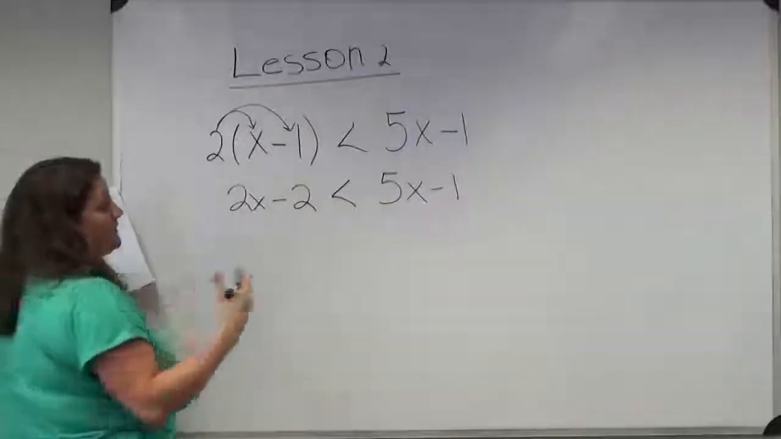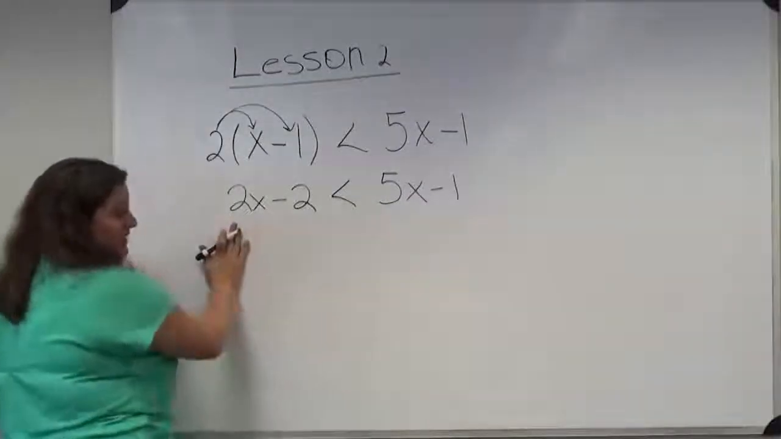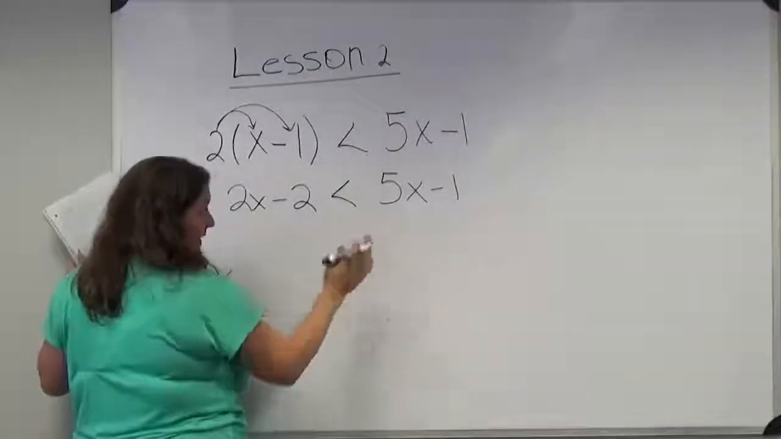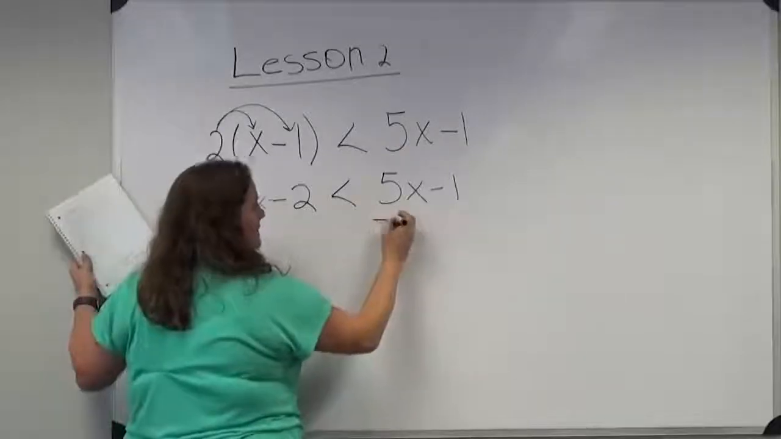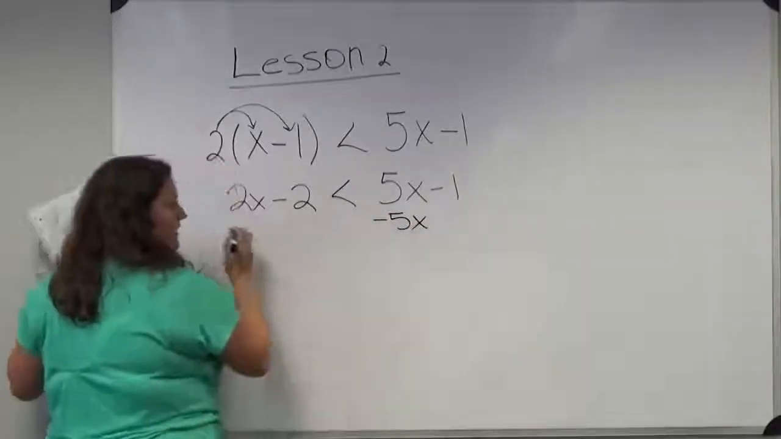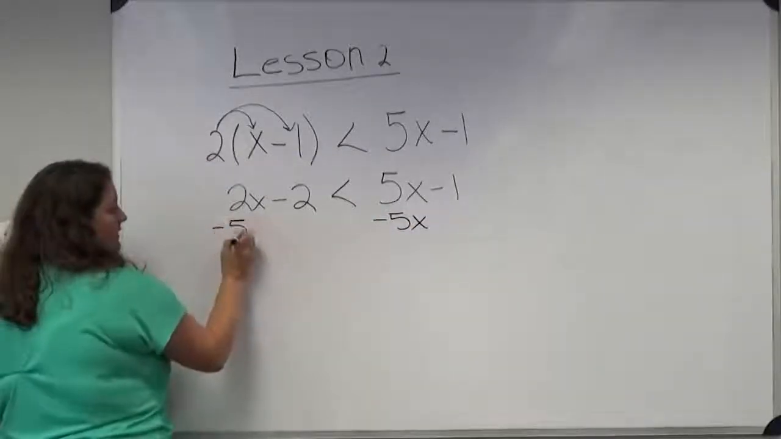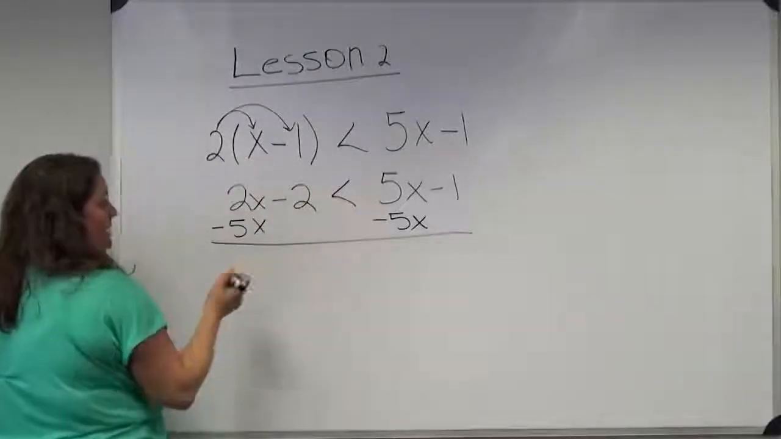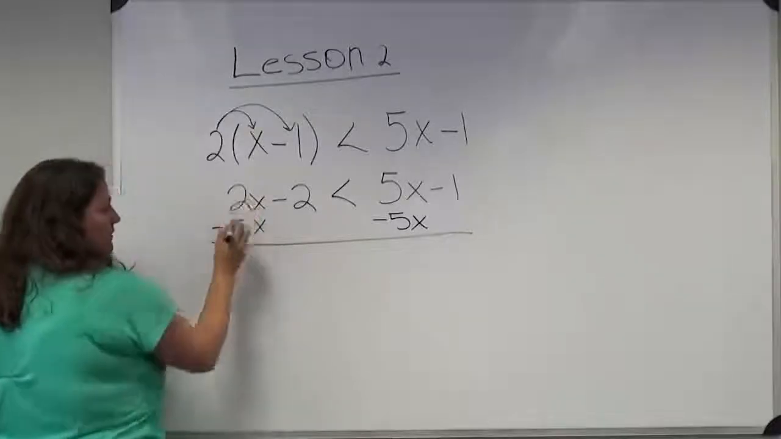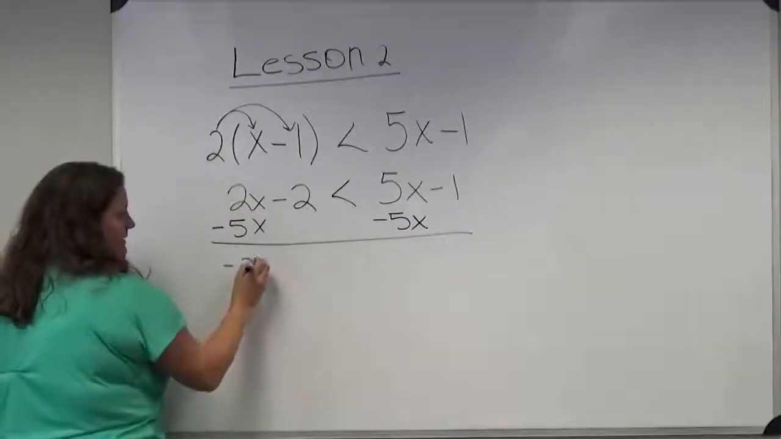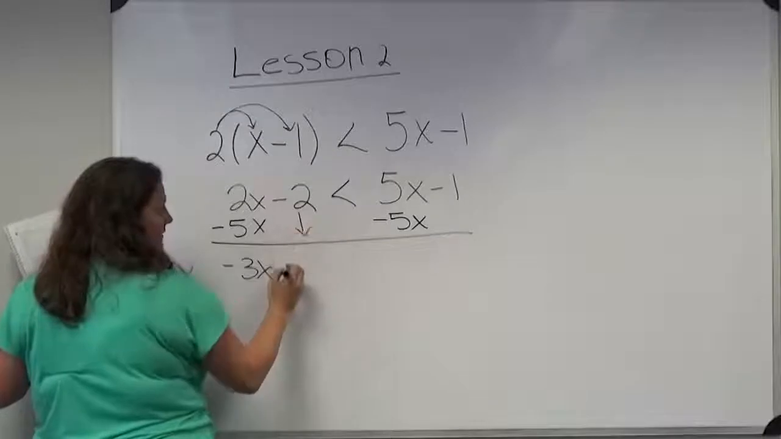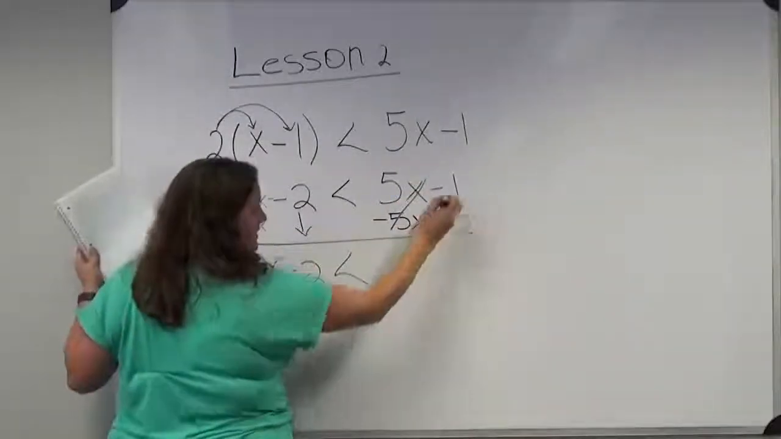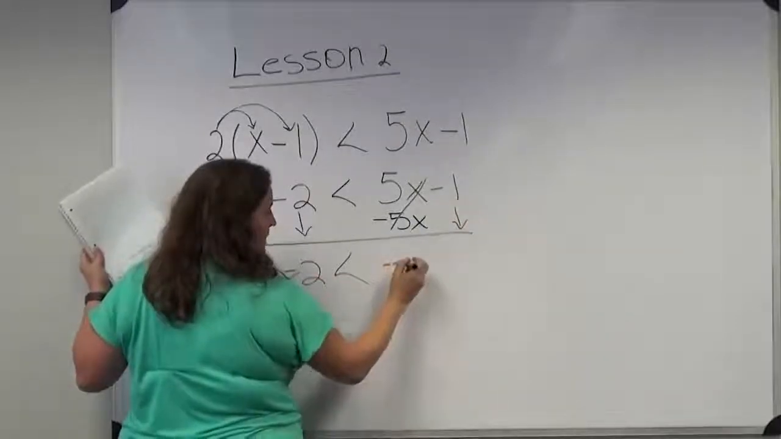My own personal preference is I like to have my x's on the left side. You can do it either way. You can either subtract the 2x or subtract the 5x. I'm choosing to subtract the 5x because my brain just works better if my variables are on this side. But if you wanted to avoid having the negative number, you could subtract the 2x. So now 2x minus 5x is negative 3x. Bring this guy down. Minus 2 is less than, these cancel, and you bring the negative 1 down, negative 1.